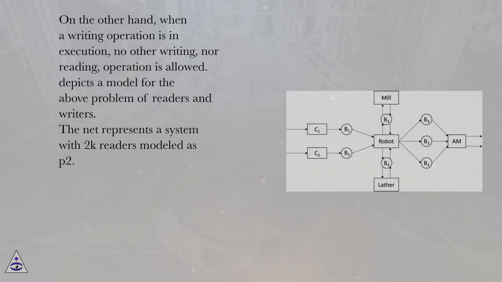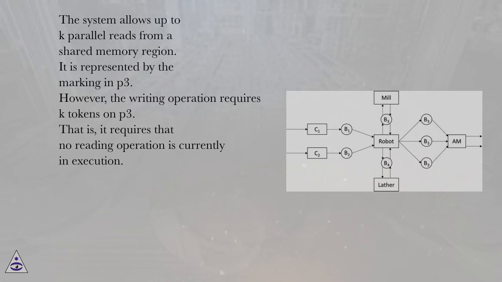On the other hand, when a writing operation is in execution, no other writing, nor reading, operation is allowed. This depicts a model for the above problem of readers and writers. The net represents a system with 2K readers modeled as P2. The system allows up to K parallel reads from a shared memory region. It is represented by the marking in P3.